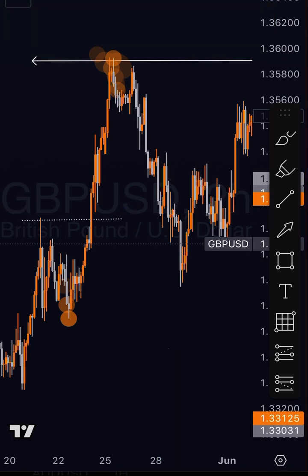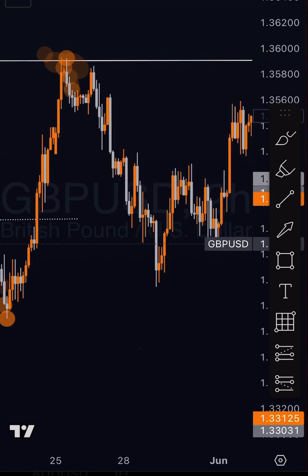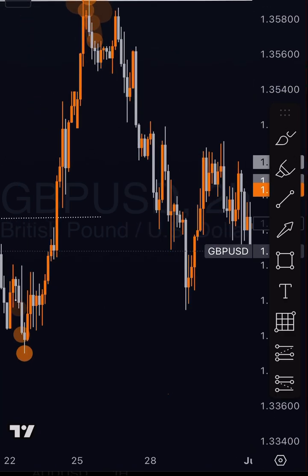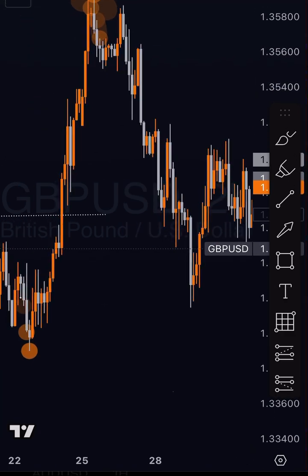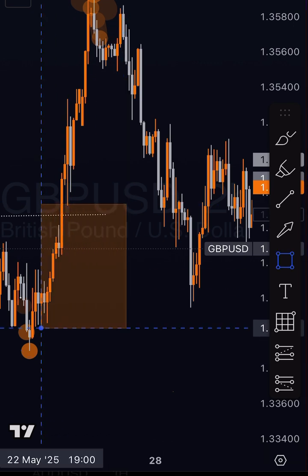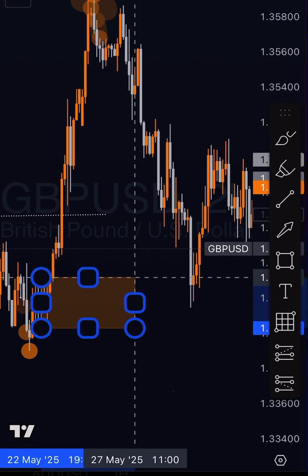Now what's the third thing we're going to be identifying? It's the unmitigated order block, the order block that hasn't been mitigated yet. Do you see it? So the order block that hasn't been mitigated is over here.